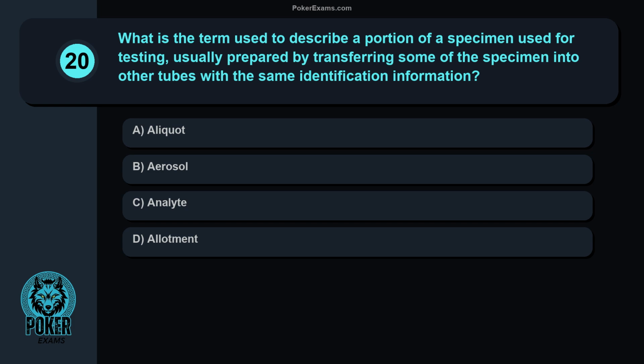Question 20. What is the term used to describe a portion of a specimen used for testing, usually prepared by transferring some of the specimen into other tubes with the same identification information? Aliquot, aerosol, analyte, allotment.